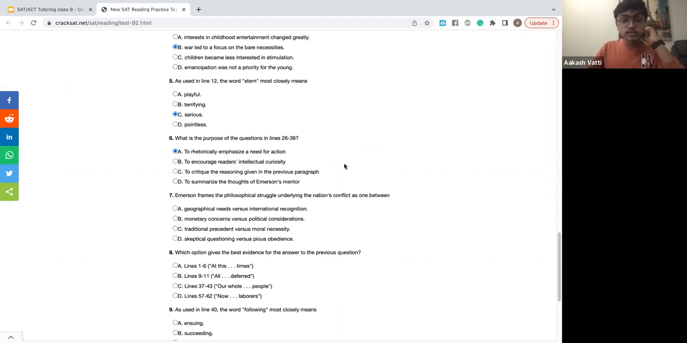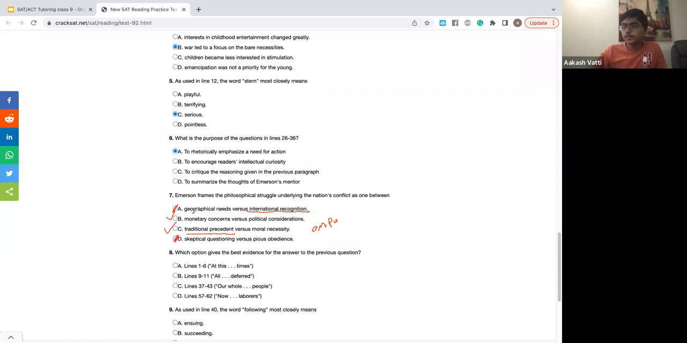Emerson frames the philosophical struggle underlying the nation's conflict as one being between geographical needs versus international recognition. Nowhere does it say international recognition anywhere in the passage. Monetary concerns versus political considerations. That could possibly be an answer. Tradition, precedent versus moral necessity. Oh, this is really good because they talked about emancipation and moral stuff. And it's also like, don't follow tradition. So that sounds like a really good answer. The skeptical questioning versus pious obedience. No, that doesn't sound like what they were doing.